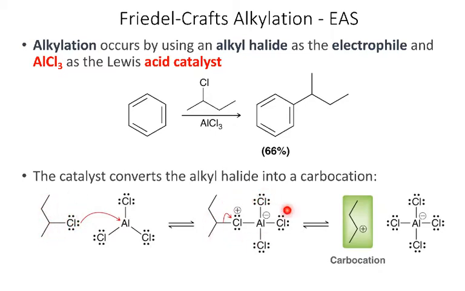We end up forming this complex, which is just like we saw with Br2 and Cl2. Instead of this being a bromine atom or chlorine atom, it's an alkyl group. We then have essentially the loss of a leaving group, which produces this carbocation that's going to ultimately act as our electrophile.